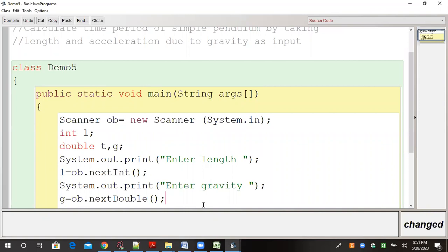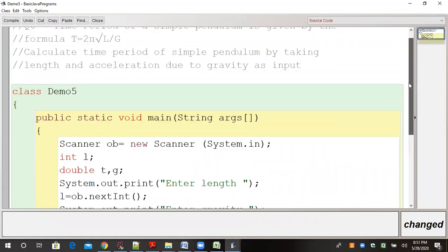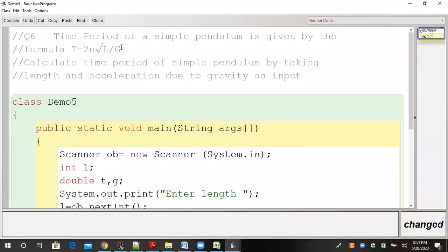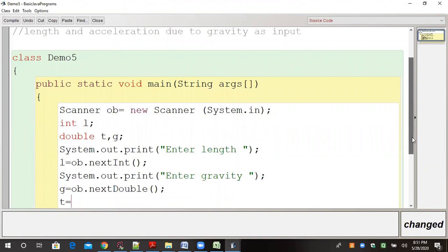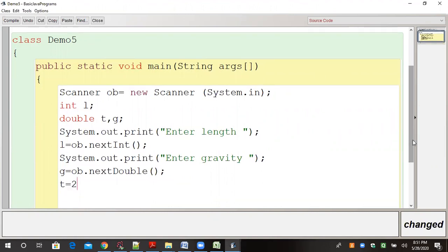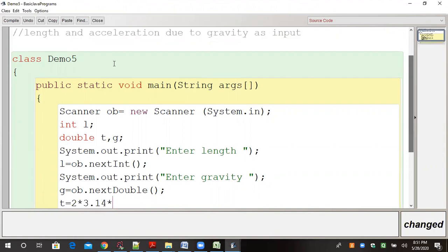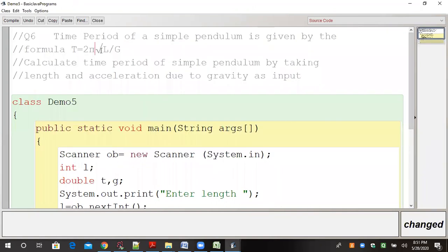All right. Now two things are already done. Now the formula is completed, and we can do the calculation. So T is equal to 2 pi. What is the standard value of pi? 3.14. Great. And the biggest problem is how to generate the square root. How to get the square root?